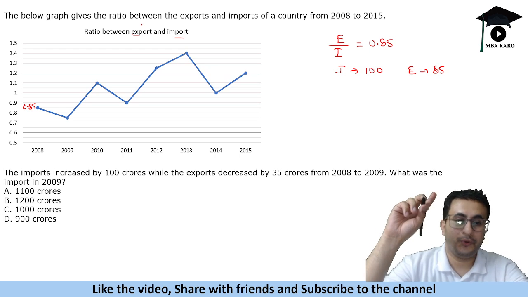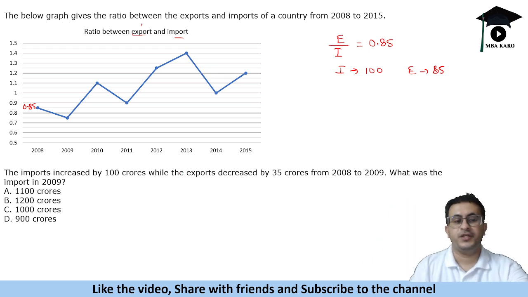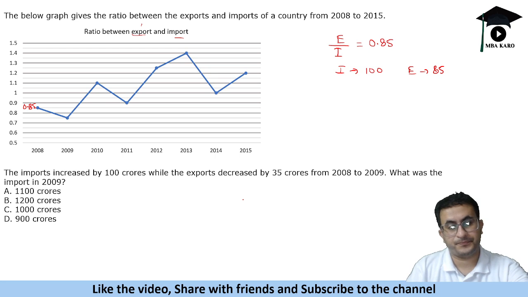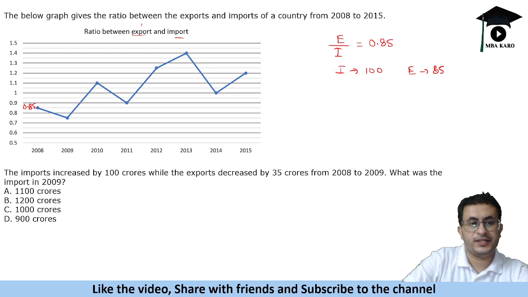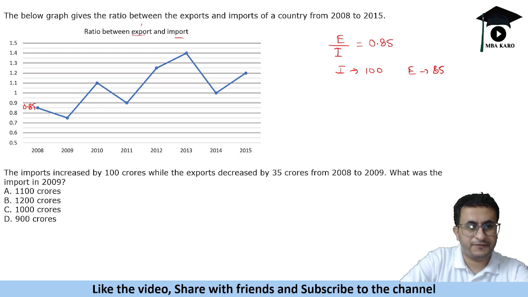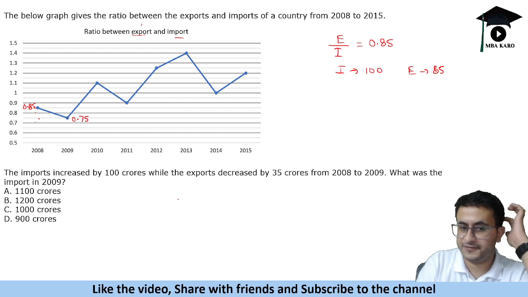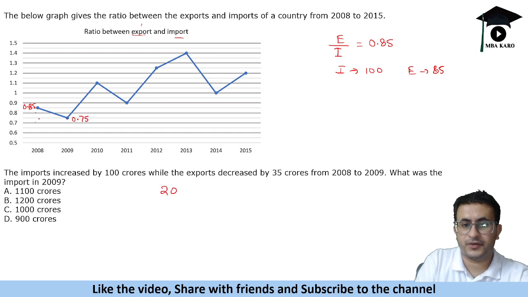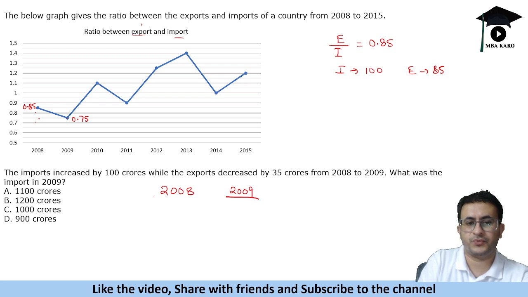It says the imports increased by 100 crores while the exports decreased by 35 crores from 2008 to 2009. What was the import in 2009? Okay. How to do this is, 2008 is 0.85, 2009 it is 0.75. Okay. So this is 0.7, this is 0.8, exactly in between 0.75. So let's assume some values. Okay. Simple percentage based question hai.